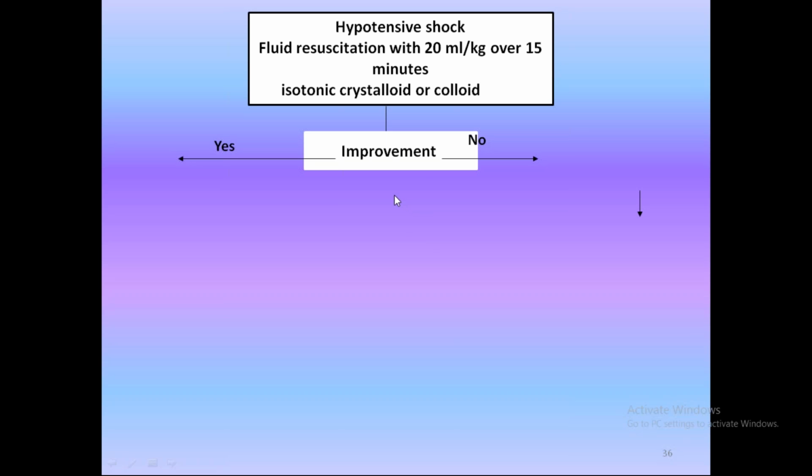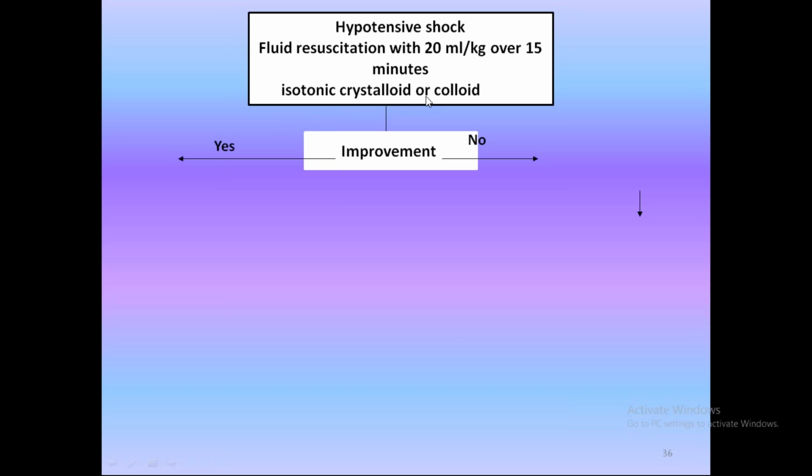Then we will follow this algorithm. But one more criterion is there, apart from compensated shock. This is hypotensive shock, that means shock with low BP. Here we have to give 20 ml per kg very rapidly over 15 minutes. In compensated shock we give 10 ml per kg over 1 hour, but here 20 ml per kg over 15 minutes.